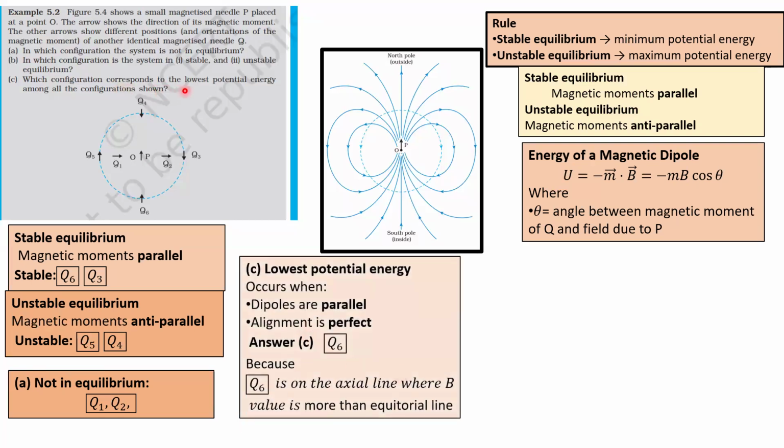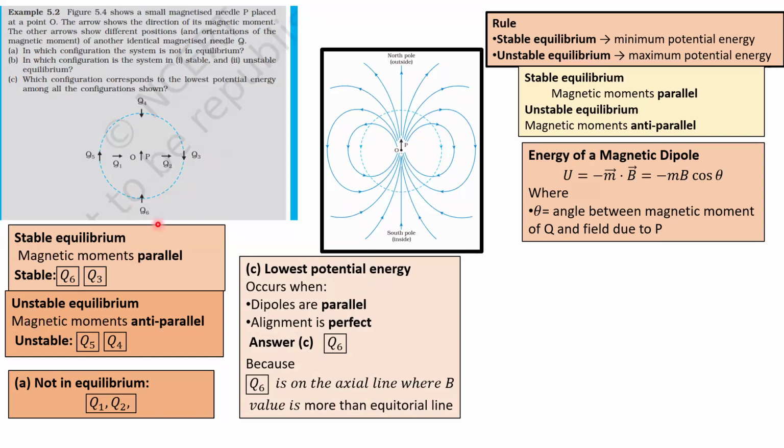Okay, now we'll go for part C. Which configuration corresponds to the lowest potential energy? What's the value of the lowest potential energy? Lowest potential energy is minus mB. Here, lowest potential energy means the dipoles are parallel, correct? Theta equal to 0. Alignment is perfect. Now, parallel in two conditions, Q6 as well as Q3. Where is your Q6? Here. Where is your Q3? Here. These two cases are stable equilibrium, both are parallel.